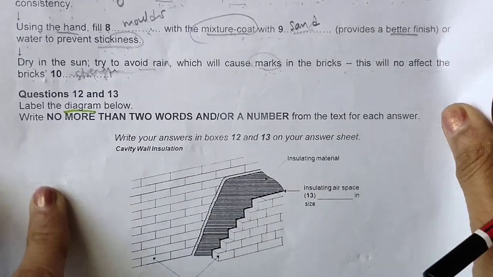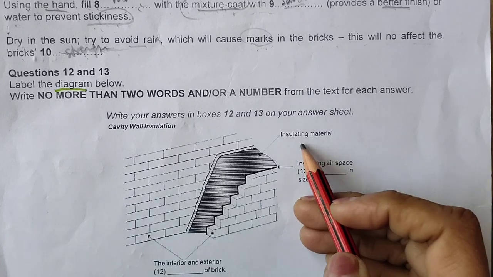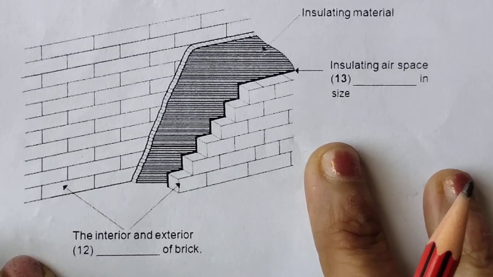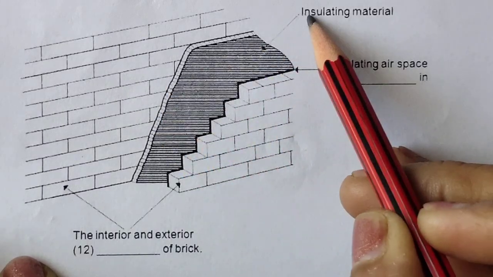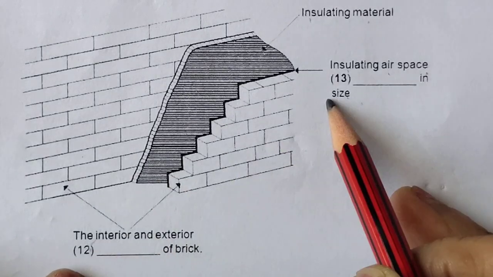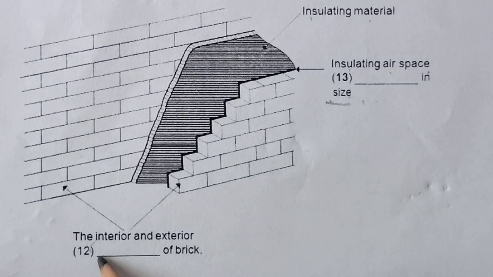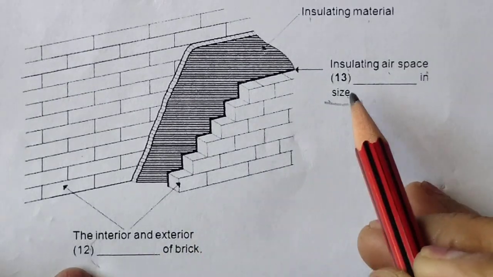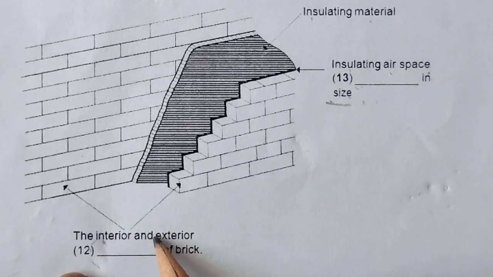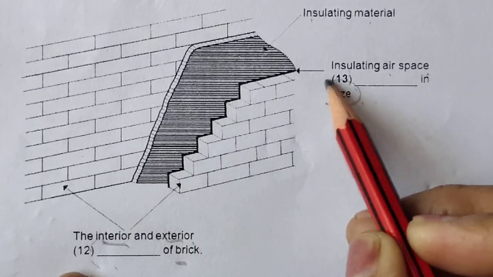Okay, so they have given this insulation. You can see this. So they have given insulating material, insulating airspace dash, and in size means some number will be there. Okay, we will find, and this 12th first it will come, and then this location will come in paragraph. The interior and exterior of brick. So let's find interior and exterior of brick and size number.